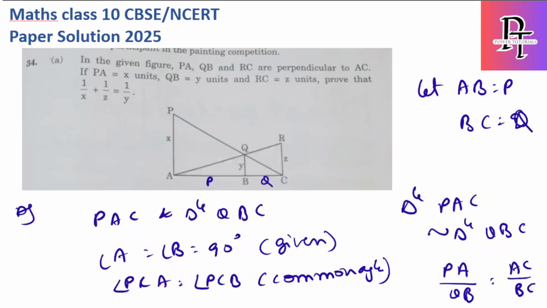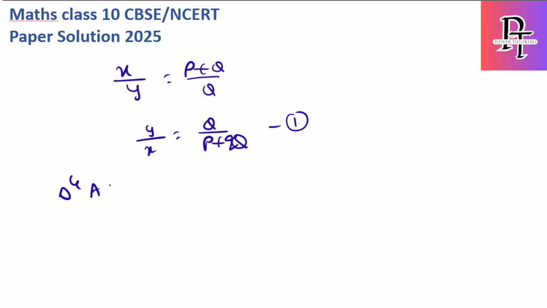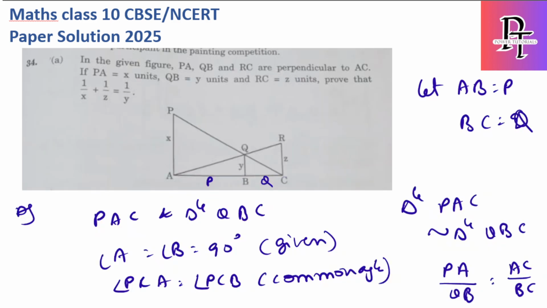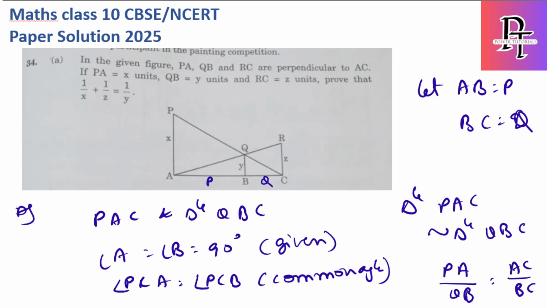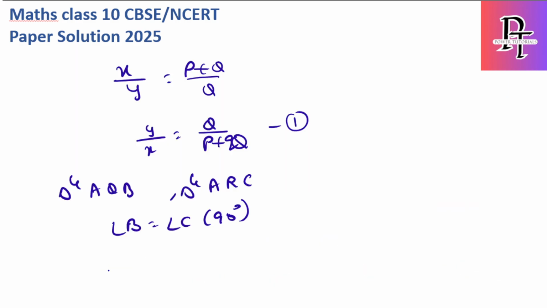Now we have to prove the other triangles, which are triangle AQB and triangle ARC. If I take these two, angle B is equal to angle C, which is 90 degrees, and angle QAB is equal to angle RAC, common angle.